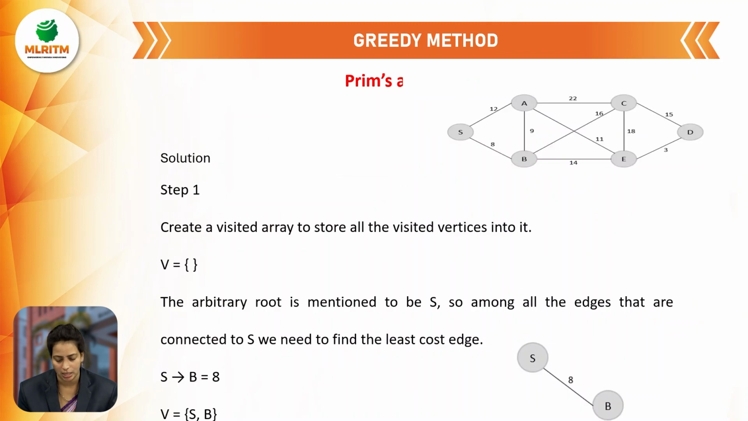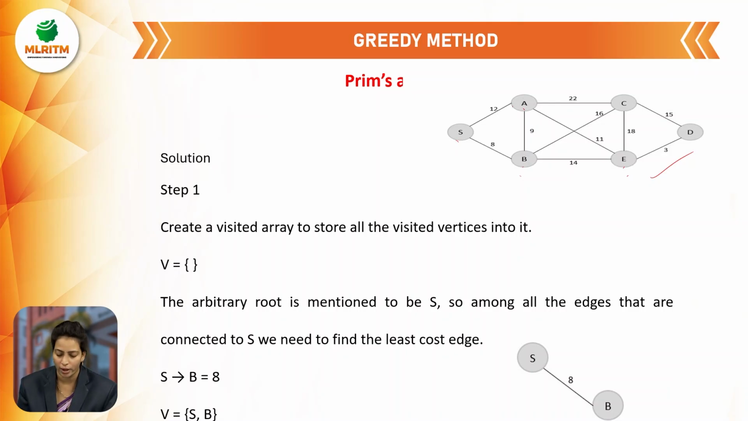Let us consider one example. This is my undirected graph. Total how many vertices? 1, 2, 3, 4, 5, 6. 6 vertices. What is the weight of S to A? 12. S to B is 8. A to B is 9. A to C is 12. B to C is 16. A to E is 11. B to E is 14. C to E is 18. C to D is 15. E to D is 3. Okay, right?